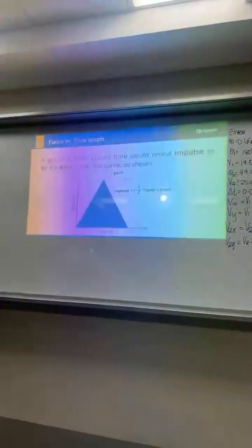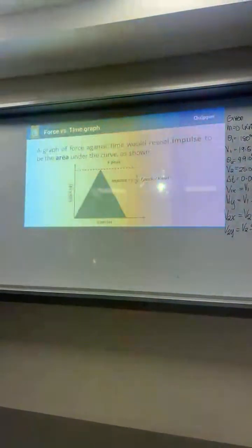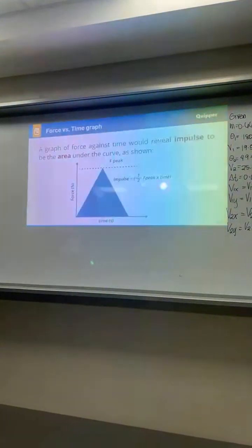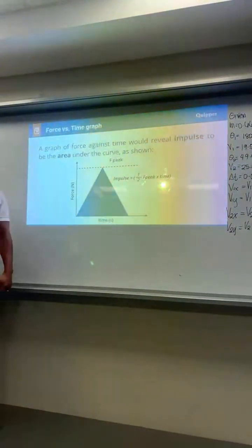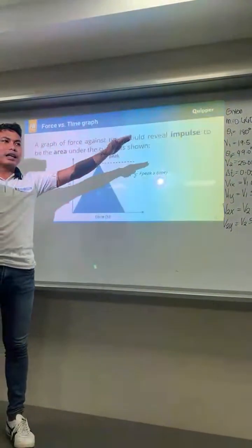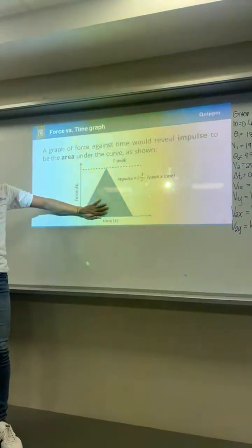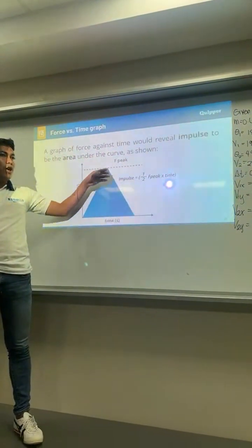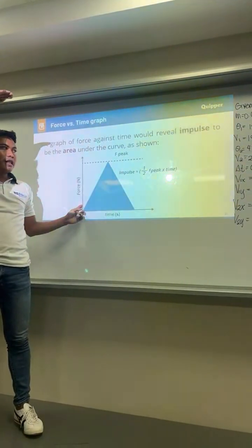The force versus time graph. A graph of force against time would reveal impulse to be the area under the curve as shown in the given figure. This is the formula in order for you to find the impulse given this kind of graph. Impulse is equal to 1/2 of the peak, the highest point for the force, times the time.